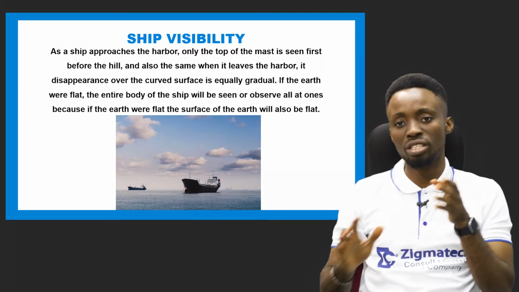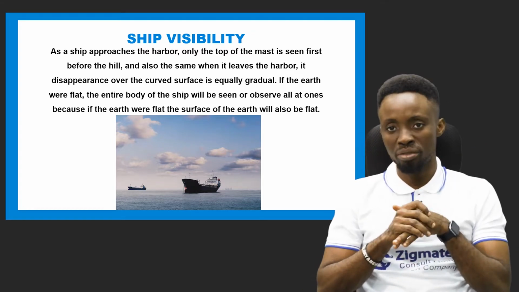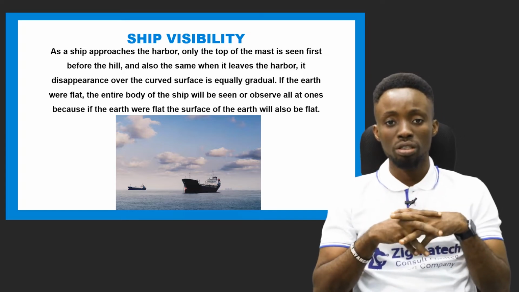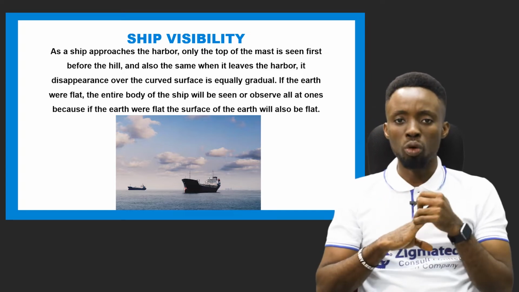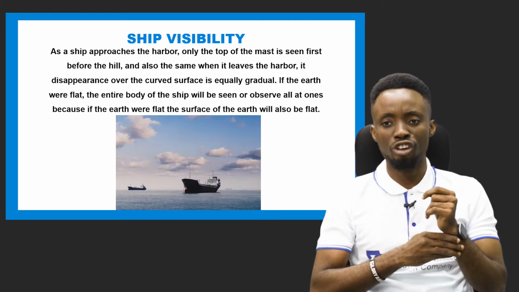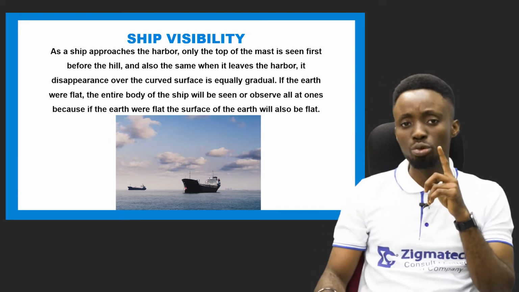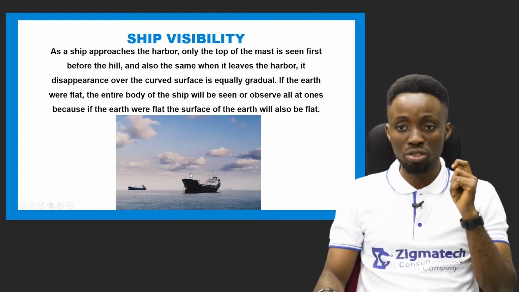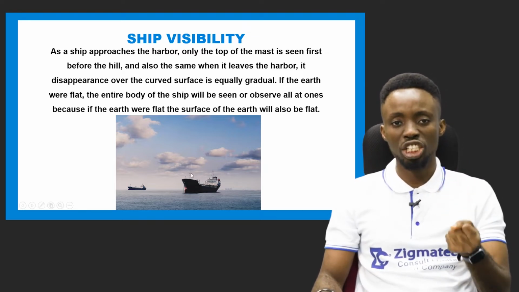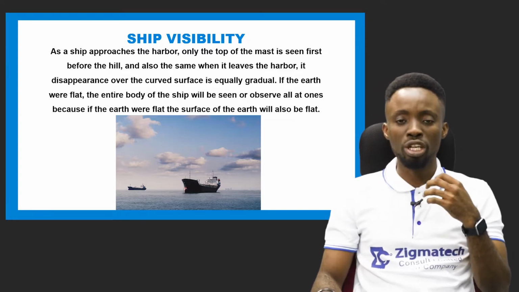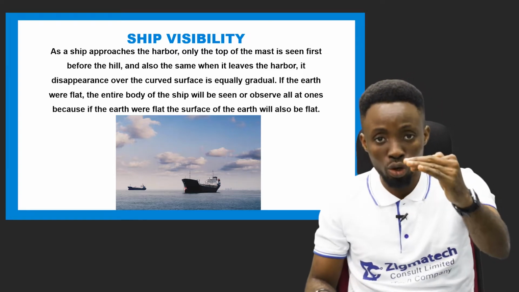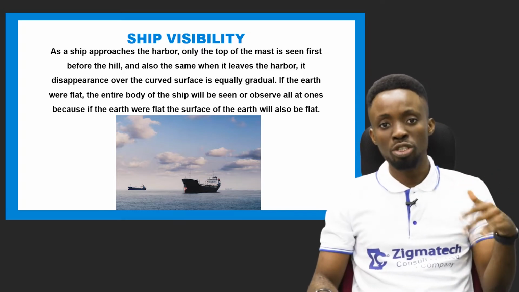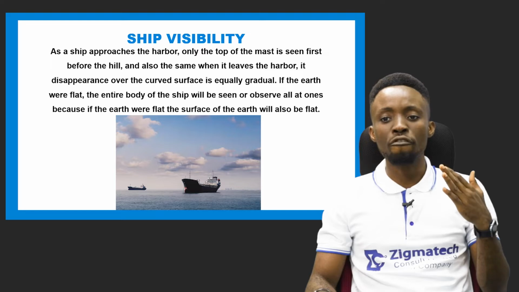The next evidence of the Earth is called ship visibility. Now, if you go to the seaport or the river port, and you observe a ship coming from afar, the first thing you see is the mast of the ship. You will see the mast of the ship from afar. Now, as the ship progresses forward, you begin to see the other sides of what? Of the ship. Now, if the Earth were flat, when a ship is coming from afar, you would see everything about the ship.